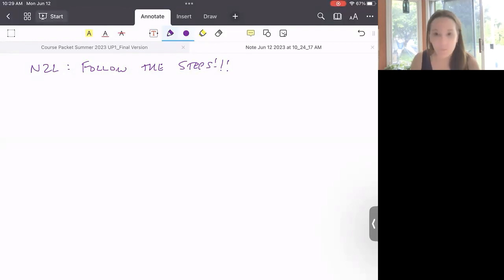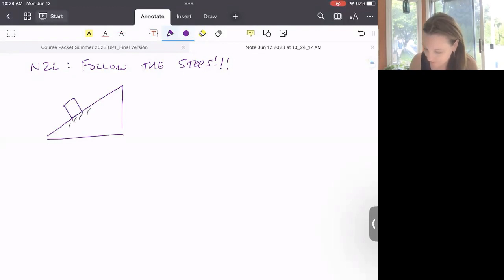So let's say we're going to do a block sliding down a ramp with friction. Let's say that I have here a block, and it's going to be having some friction on the surface, but let's say that it's overcome that friction and that it is, in fact, sliding down the ramp. Okay, so that's the setup of our problem, and we'll give the ramp some angle theta, and the mass of the block some m. So step 1.